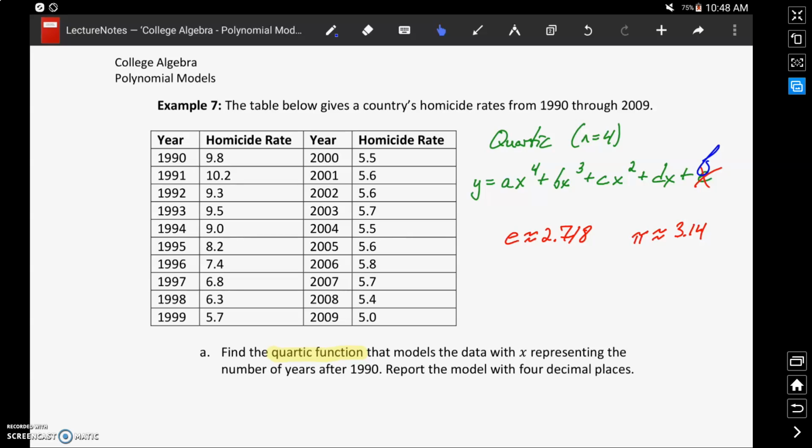In part A, we're told we want to let x equal the number of years since 1990, meaning again, we'll have to adjust our values for our years. Following this ongoing pattern until finally 2009 would be equal to 19.